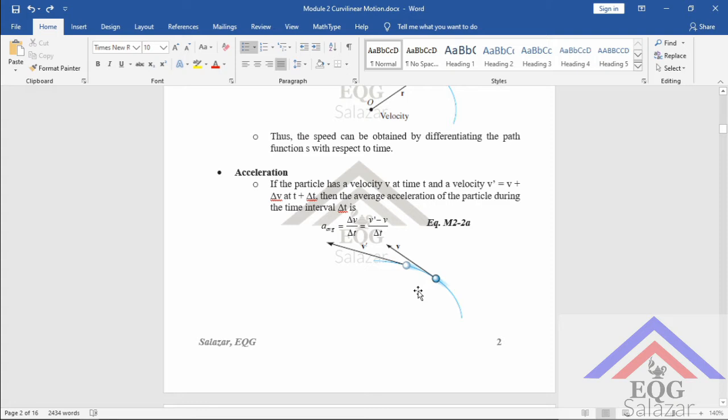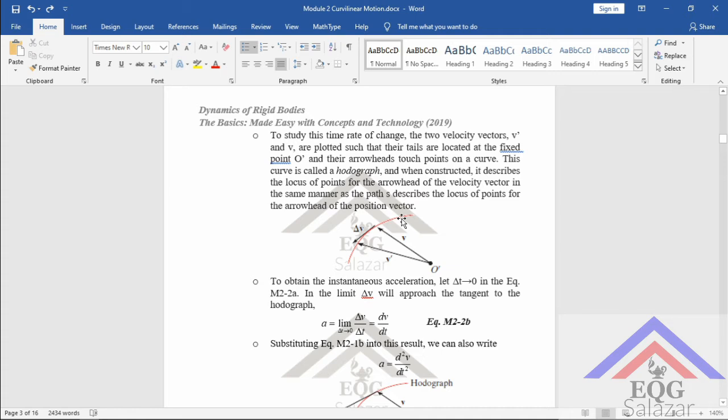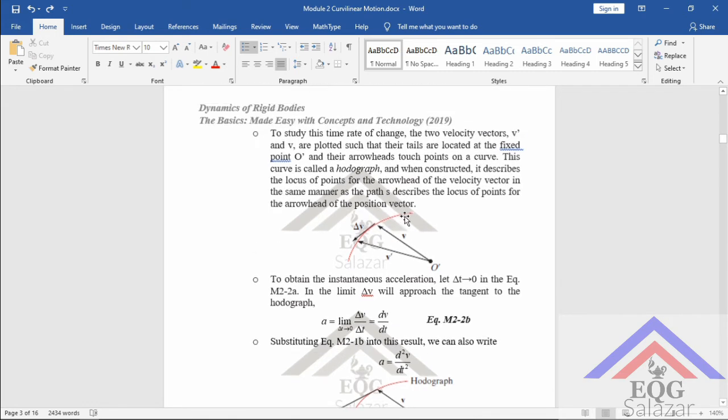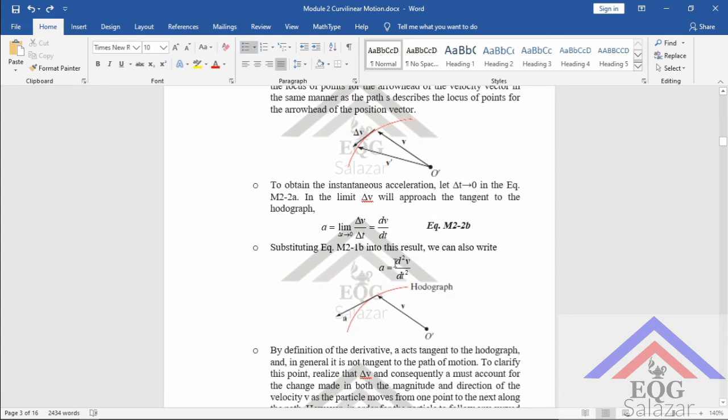Next is acceleration, which is the change in velocity over the change in time, and we will be introducing the concept of a hodograph. A hodograph is basically a curve wherein the tails of subsequent velocity vectors are plotted at a fixed point O prime, and their arrowheads touch points on a curve. So this is called a hodograph. Basically, this is just a graph that describes the change in velocity, because there is a need to describe that change in velocity.